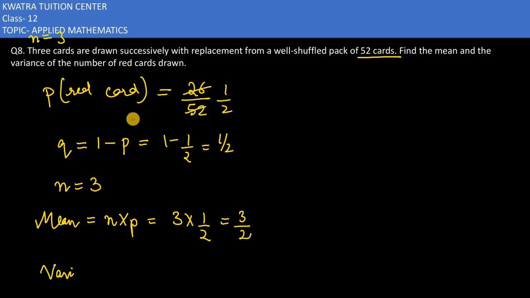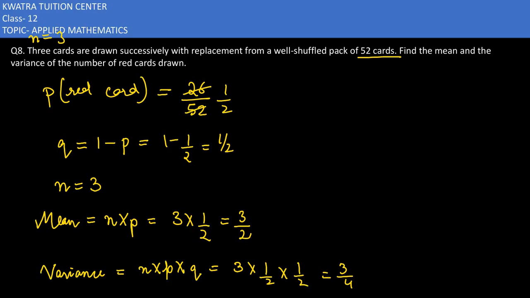वेरिएंस की वैल्यू हमें फाइंड आउट करनी है, तो वेरिएंस की वैल्यू कैसे निकलेगी, N into P into Q is there. That's 3 into half into Q. That's half value. So 3/4 हो जाएगा वेरिएंस हमारा. So I could understand that the mean of this question would be 3/2 and the variance would be 3/4.